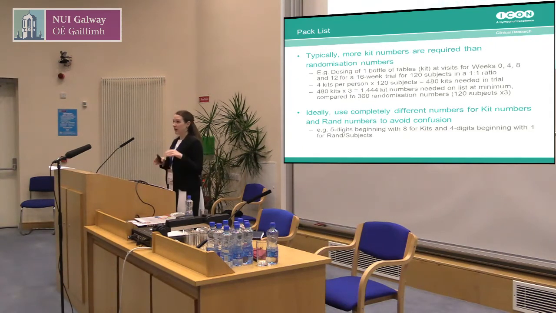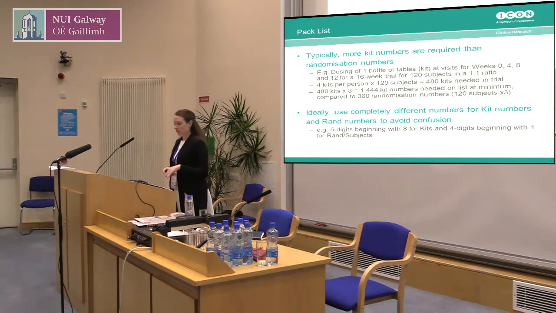Typically, you do need more kit numbers than you have subjects or randomisation numbers. So if you have a dosing regime for a 16-week trial and you're dosed at week 0, week 4, week 8, week 12, and you get a bottle at each of those visits, well, that bottle is a kit. So you have 4 kits per person and 120 subjects in your trial, so that's 480 kits you're going to need. But therefore, on your list, multiply that by your magical multiplier of 3, and you get 1,440 kit numbers needed on the list. But on the randomisation list, you only need 360, 120 times 3, so it's a huge difference in the numbers, and you have to be aware of that. There have been several pack lists that didn't quite work because the numbers were based on the number of subjects and not on the number of kits accounting for the dosing schedule.